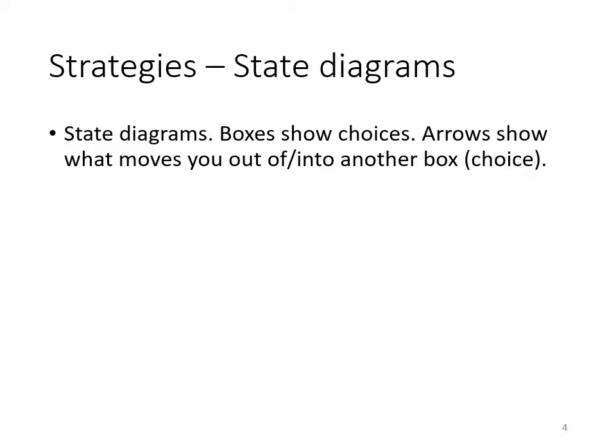A useful way of showing these strategies is something called state diagrams. They're easier to see than to explain, so we'll look at them, but they're just like little logic tree or little logic diagrams that show you how players are going to play. So boxes show choices and then arrows show you what move into or out of a choice. So for example, a Grim Trigger. We can draw a diagram that represents Grim Trigger.